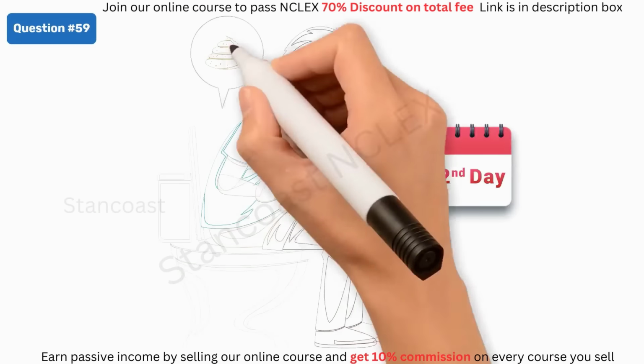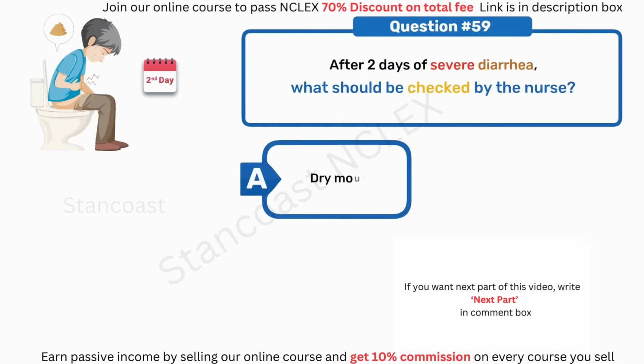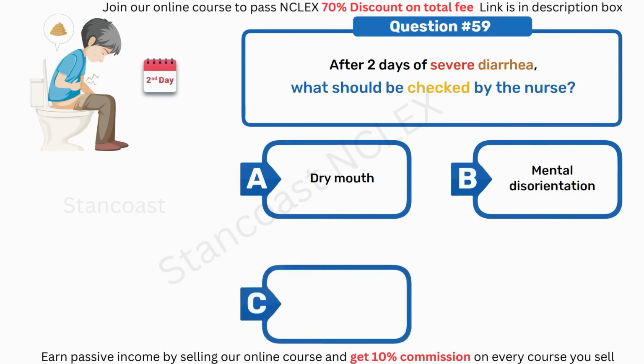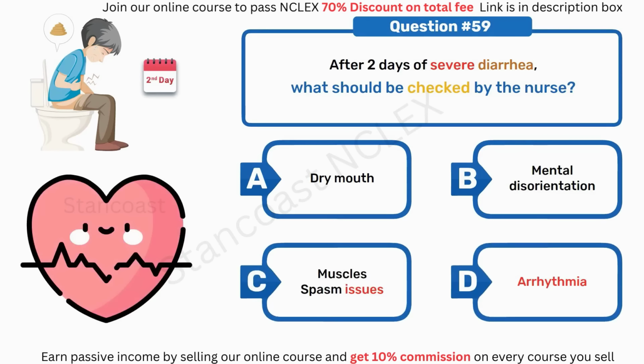After 2 days of severe diarrhea, what should be checked by the nurse? A. Dry mouth. B. Mental disorientation. C. Muscle spasm issues. D. Arrhythmia. Option D is correct here.